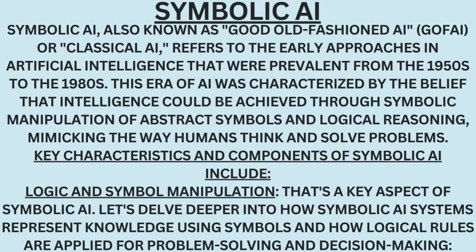Symbolic artificial intelligence, also known as good old-fashioned artificial intelligence, GOFAI, or classical artificial intelligence, refers to the early approaches in artificial intelligence that were prevalent from the 1950s to the 1980s. This era of artificial intelligence was characterized by the belief that intelligence could be achieved through symbolic manipulation of abstract symbols and logical reasoning, mimicking the way humans think and solve problems.